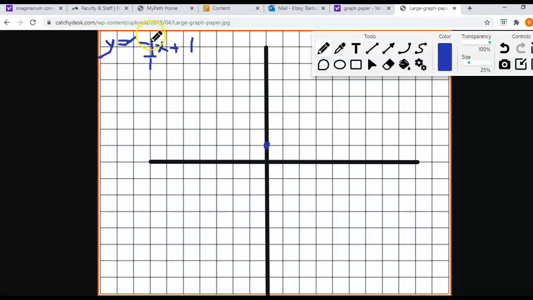And then my slope tells me to go down 1, right 1. So from this point, down 1, right 1 puts me right there. And now I'll graph this line, try to be straight. And I'll draw a little bit further up here.